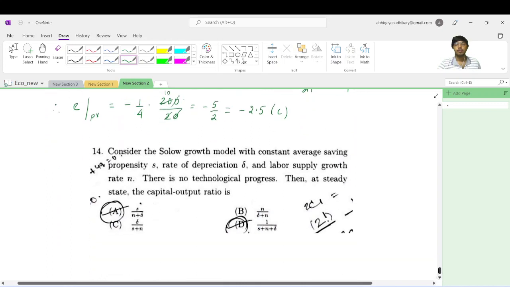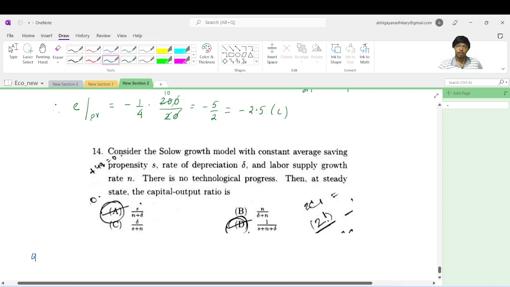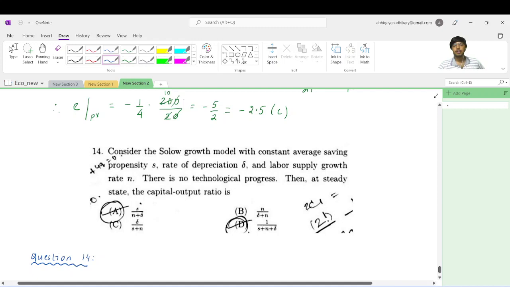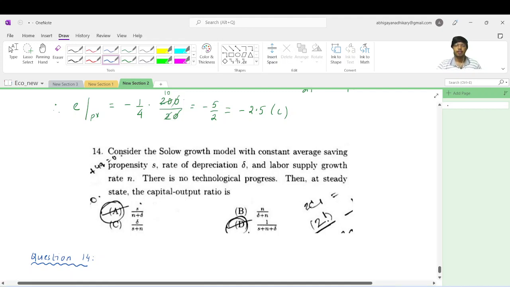And finally, coming to question number 14 over here, which is based on the Solow model. So question 14. Consider a Solow model with constant average propensity to save, which is S, rate of depreciation delta, labor supply growth rate n, and there is no technological progress. Then the steady state capital output ratio is. That means we need to obtain K by Y at steady state.